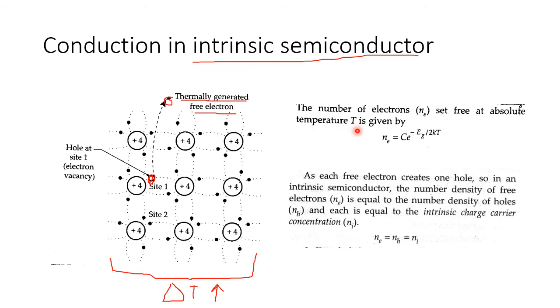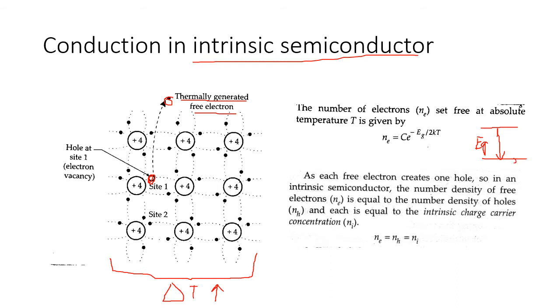Now, how many electrons will be generated? The number of electrons generated, Ne, depends only on the temperature, and it is given by the formula Ne equals C e to the power minus Eg by twice of kT. Here C is a constant, e is the exponential, and Eg is the energy gap. What is the energy gap? The gap between your conduction band and your valence band. This difference in the amount of energy is known as the energy gap.